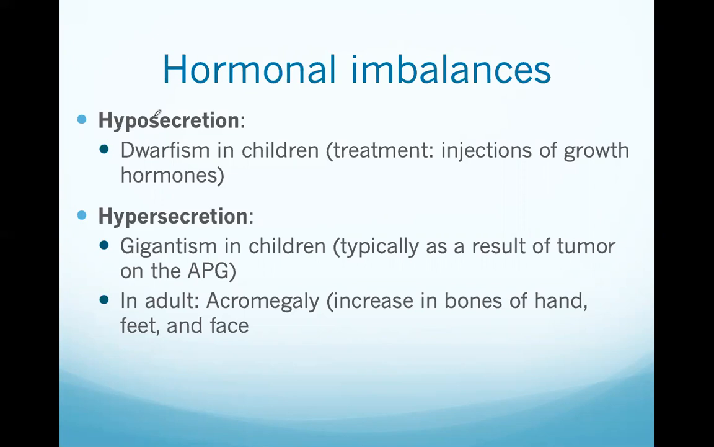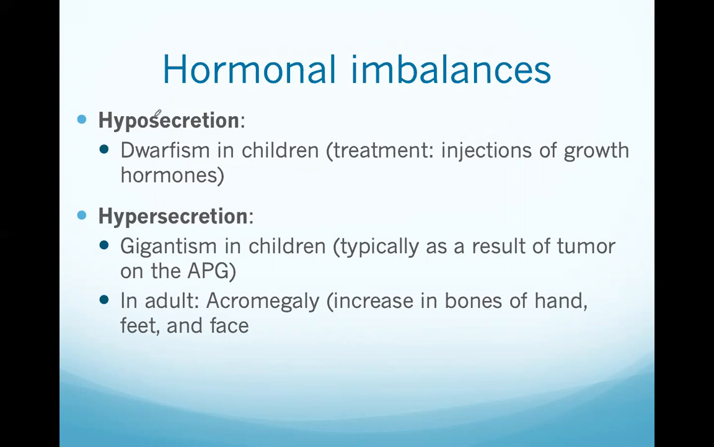Hypersecretion of the growth hormone can cause gigantism in children, which basically means you have way too much hormone being released from the anterior pituitary gland, typically as a result of a tumor. That really high level of growth hormone increases your metabolism of fat and increases the growth of the bone and the muscle. So basically you will end up with somebody that's really tall, and the proper terminology would be gigantism.